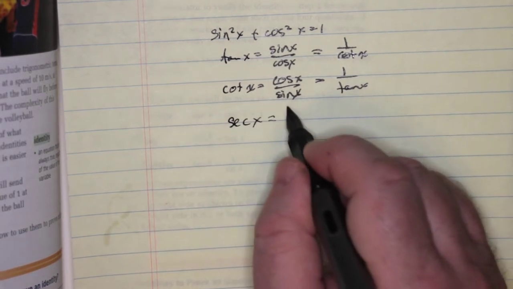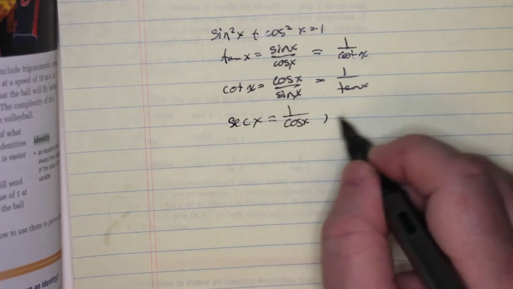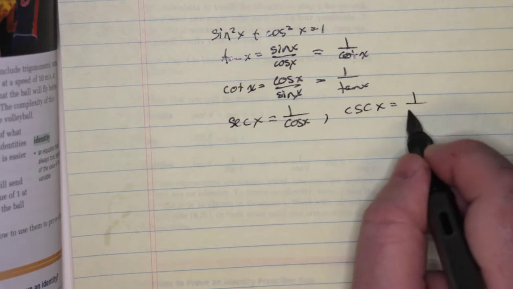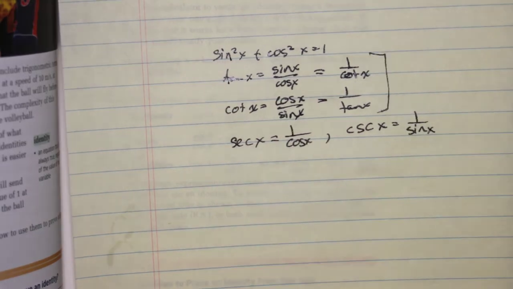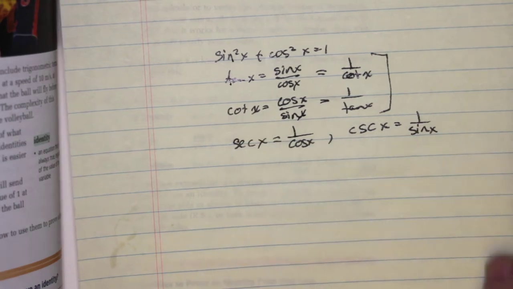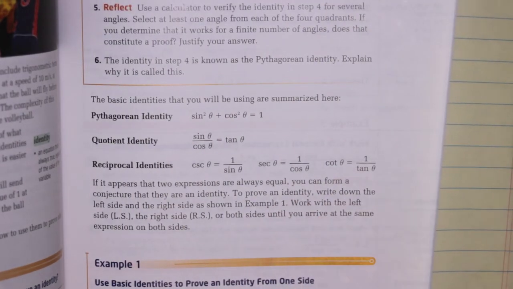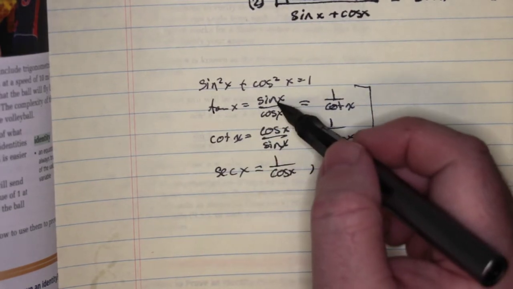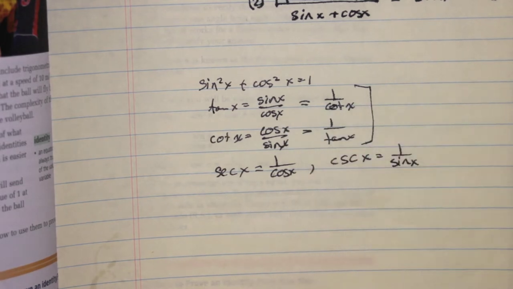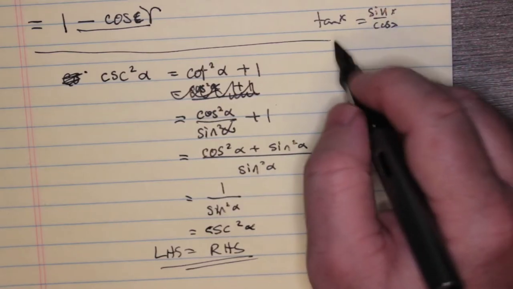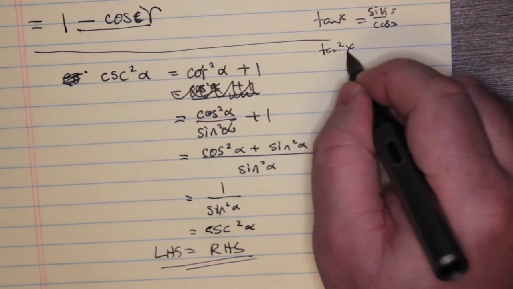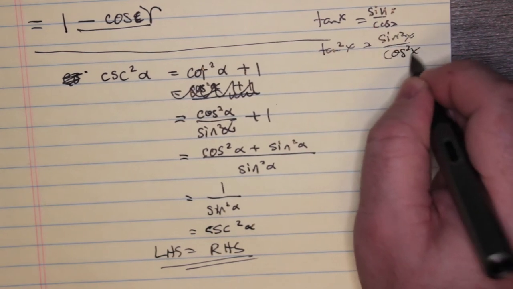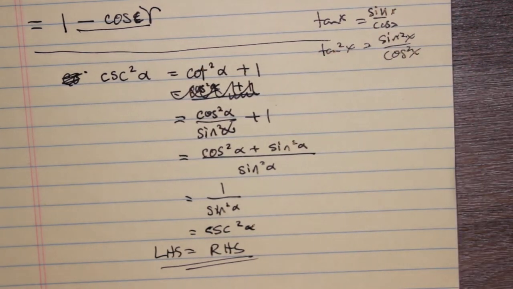Secant x is 1 over cosine x, and cosecant x is 1 over sine x. Okay? That cotan and tan are just reciprocals of each other. That is mentioned here. But they also don't explicitly say that, hey, because it's 1 over tan, you can also flip sine over cos to make it into cos over sine. Another thing too, is that if we have tan squared x, that's like sine squared x over cos squared x. That follows the laws of exponents that we learned in the last unit.